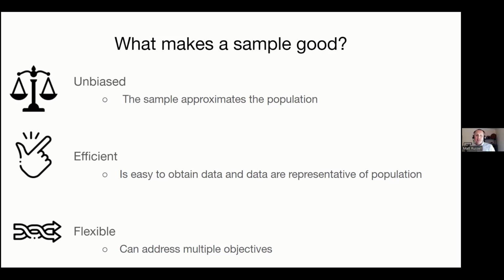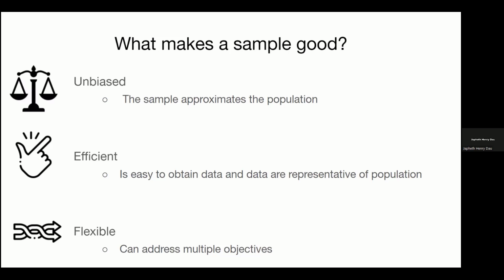We also need to have it be efficient. That is, it's easy to obtain data and the data representative of the population. Now, the term easy is a subjective one, but it goes to say that there must be ways that we can efficiently collect the kind of information that we want in a pretty efficient manner.